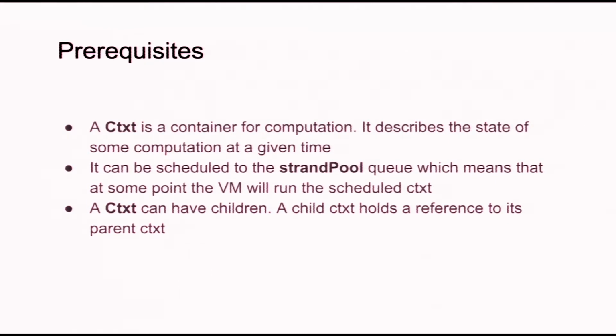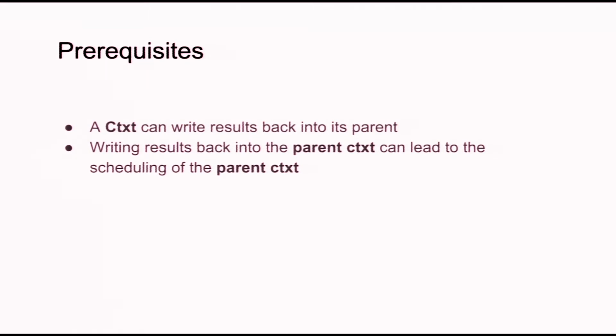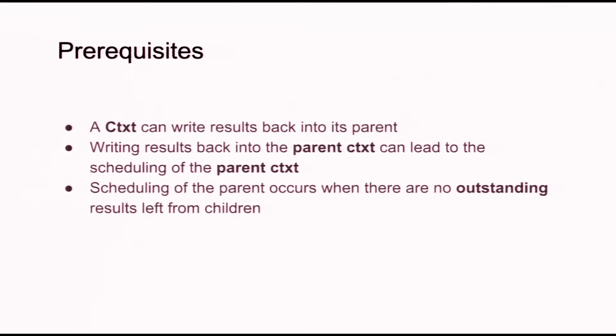A context can have children, as Greg showed in his slides, and conversely, the children have a parent. And the context can return its results. Once it's done executing, it can return its results to its parent, which may allow the parent to continue to execute and be scheduled. And obviously, a context will be able to execute when it has no more outstanding results left from any of its children. It's got everything it needs, ready to go.